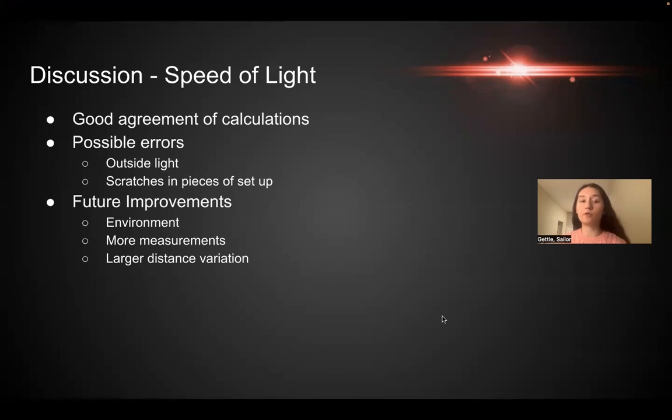So some future improvements that could be useful are to change the environment, to have it in a darker room, to take more measurements, and to increase the distance of the measurements. So in this experiment, we only moved the movable mirror up to 20 feet, so that could be increased to maybe 40 feet to gather more data.